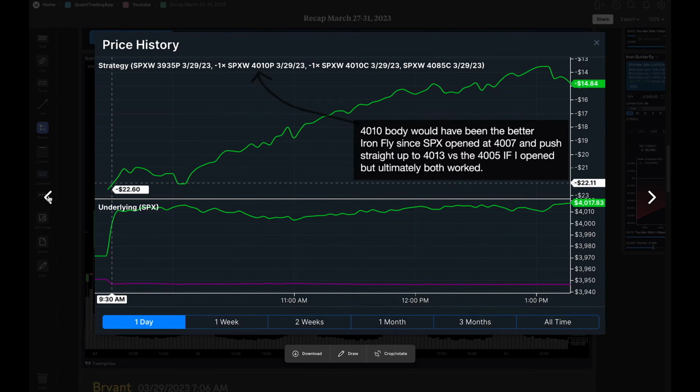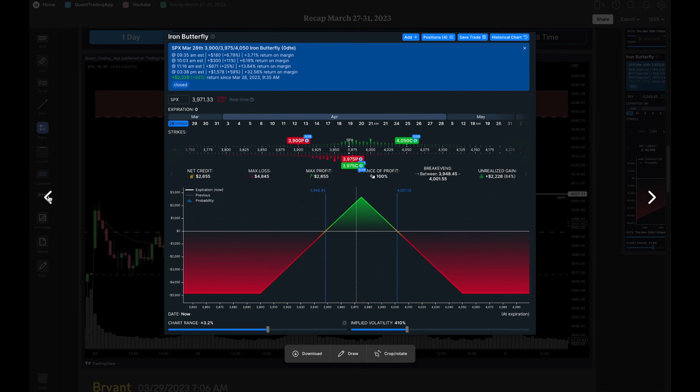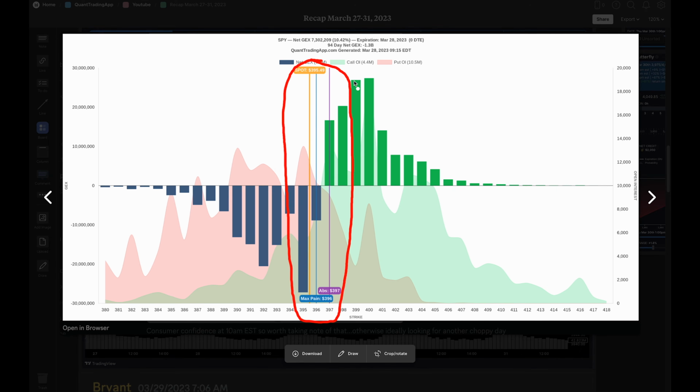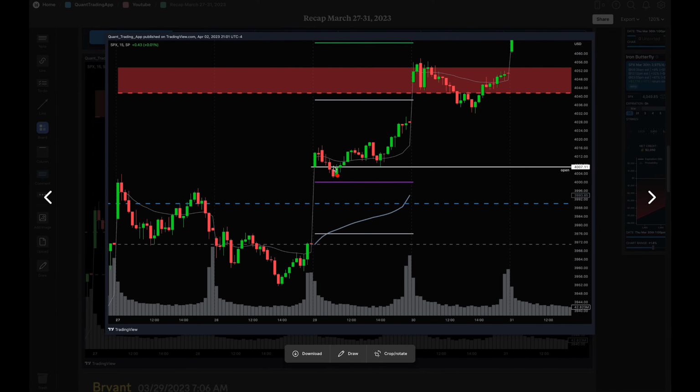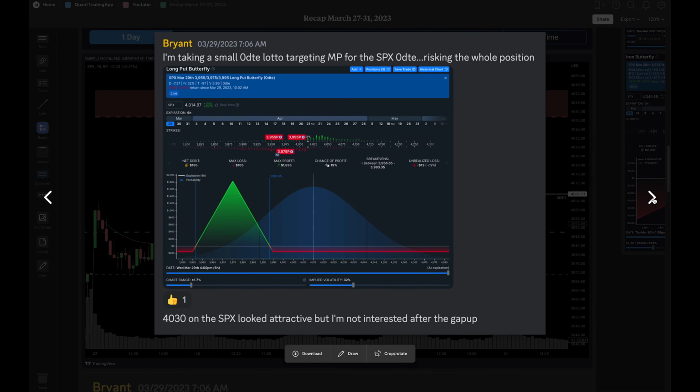I don't think there's a screenshot of the gamma. So just so you guys know, it's just like this. I don't have the screenshot within this presentation, but just know I know where the max pain is. It's sent straight to the Discord. So exactly where the max pain was, I decided to say, hey, while the SPX was here, let's just see if we're going to actually pull back to max pain and maybe pin around that level. However, I said that 40.30 on the SPX looked attractive, but I'm not interested after the gap up.